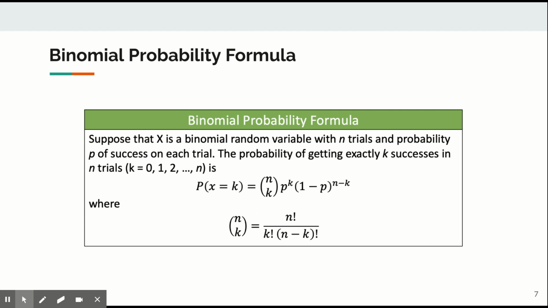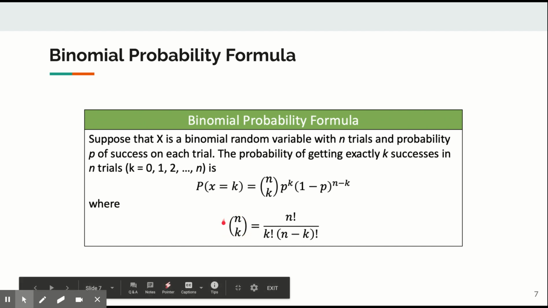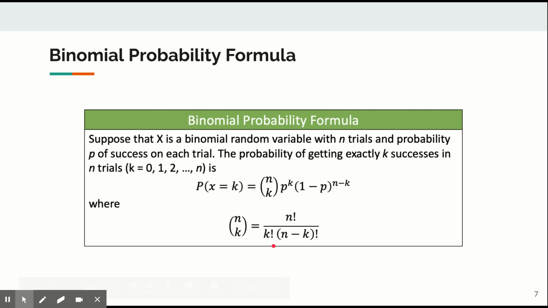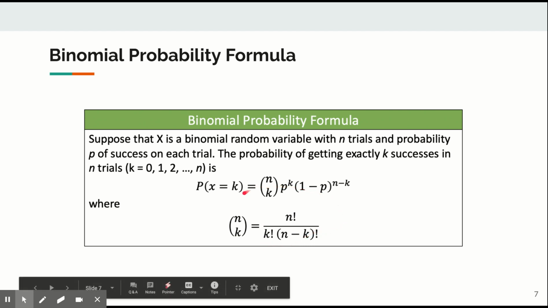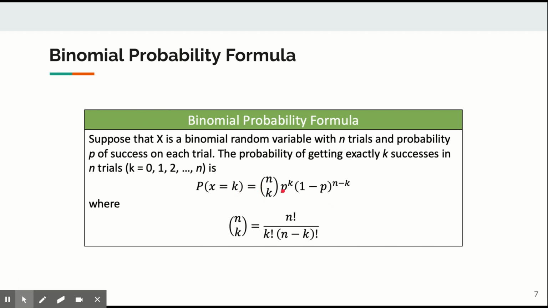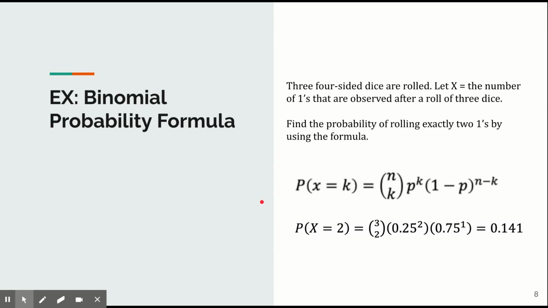And here's the binomial probability formula. It uses some combinatorics right here. This is said n choose k. This is the formula using some factorials. You can also do this very easily on your calculator. So k is the number of successes, n is the number of trials, p is the probability of success. So let's see how to apply this right here.